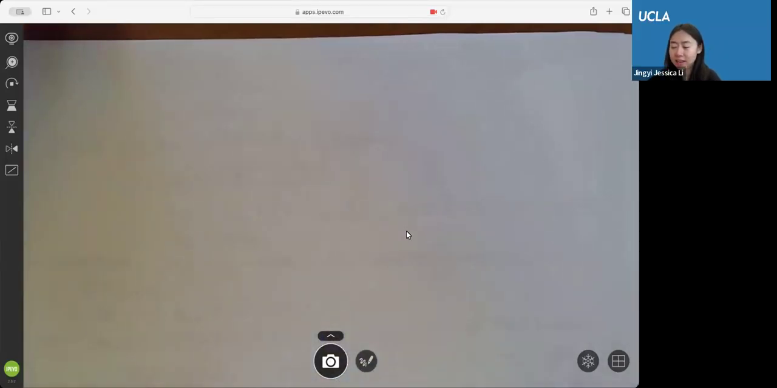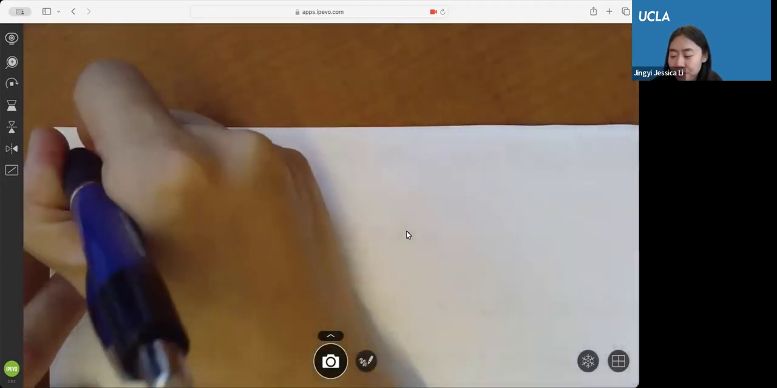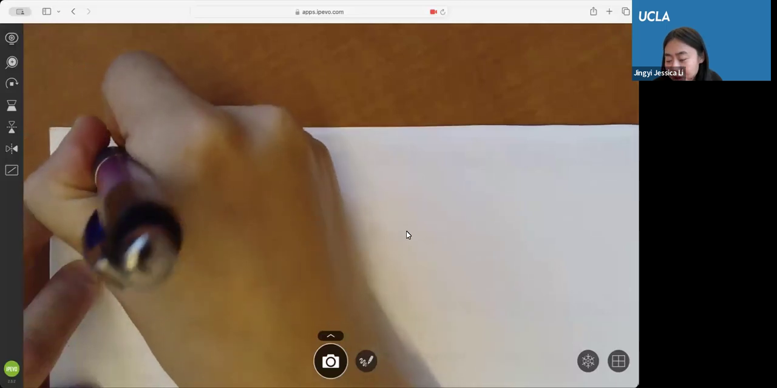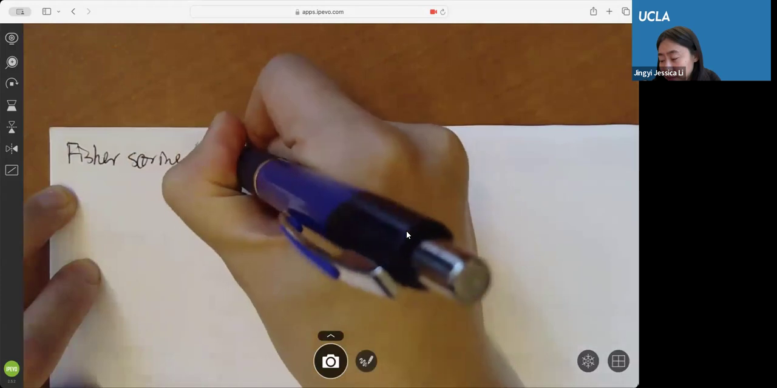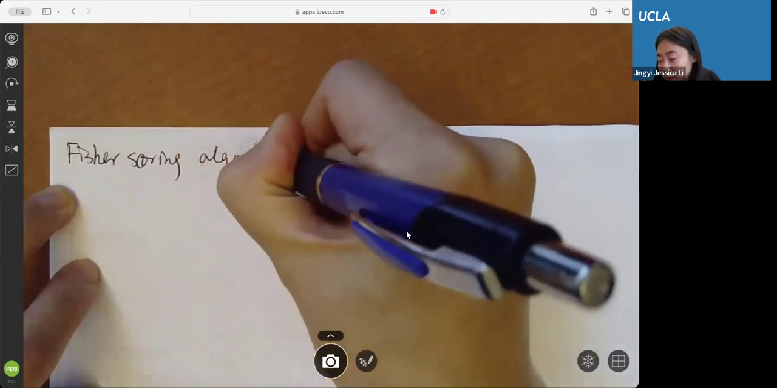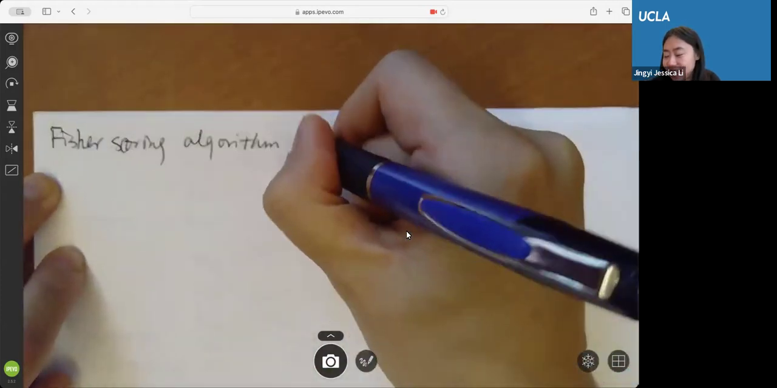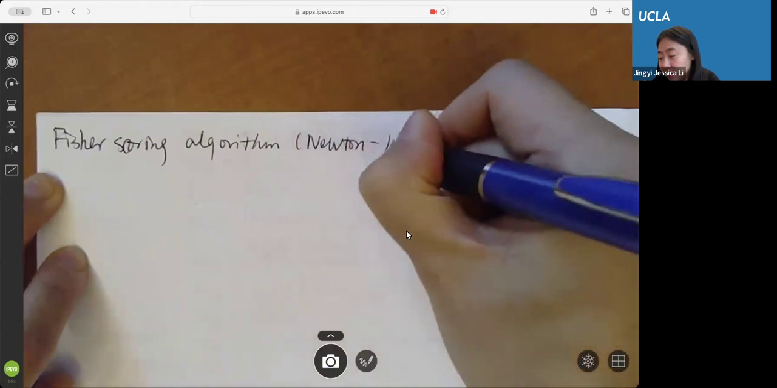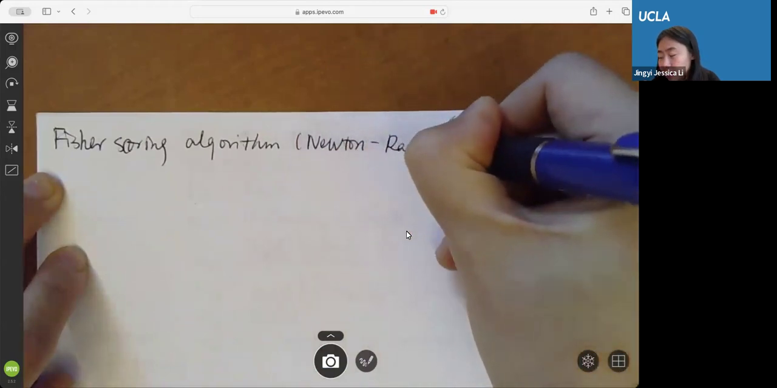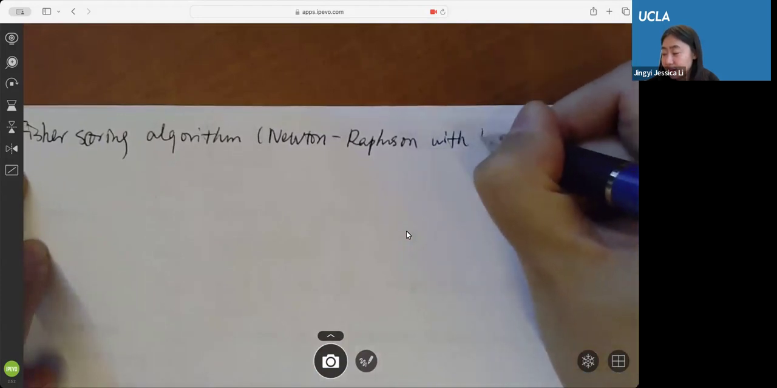All right, in this lecture, we will continue from where we finished about the Fisher scoring algorithm. So basically, a recap of this is it's the Newton-Raphson with the Hessian.